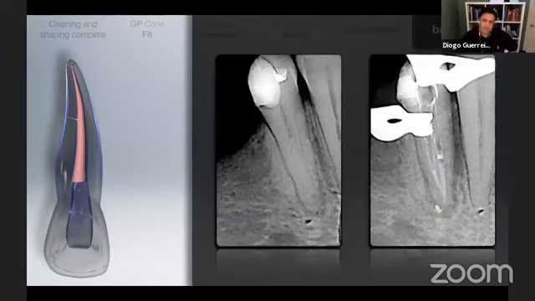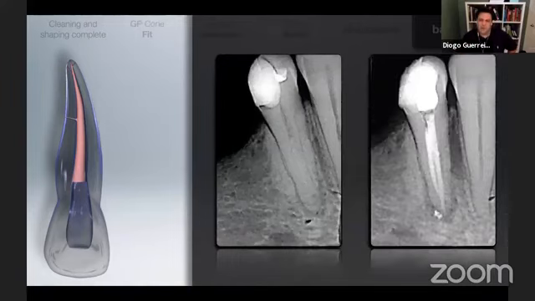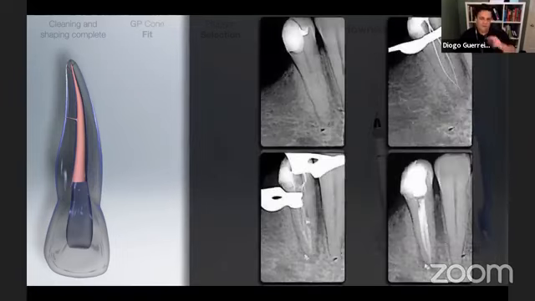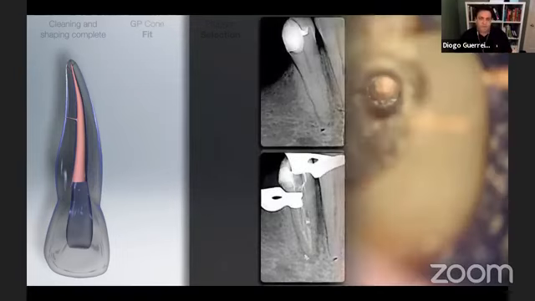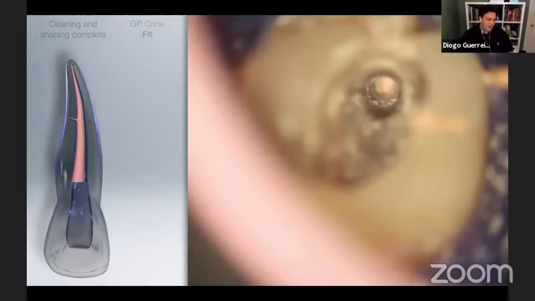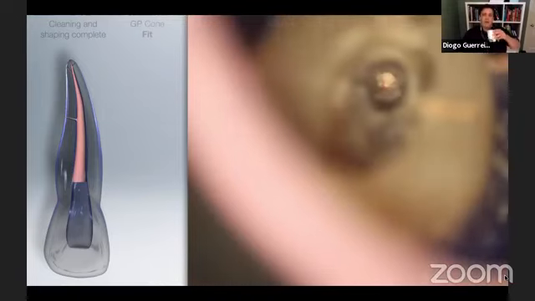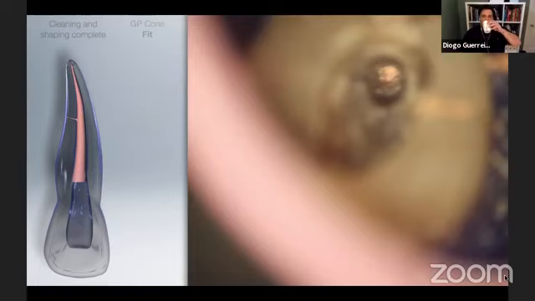end result. Again, in this case a little bit of sealer extrusion, not that I do it on purpose, but again resulting from the hydraulic pressure of the vertical wave. This is just a little video of the backfill of the remaining of the canal.